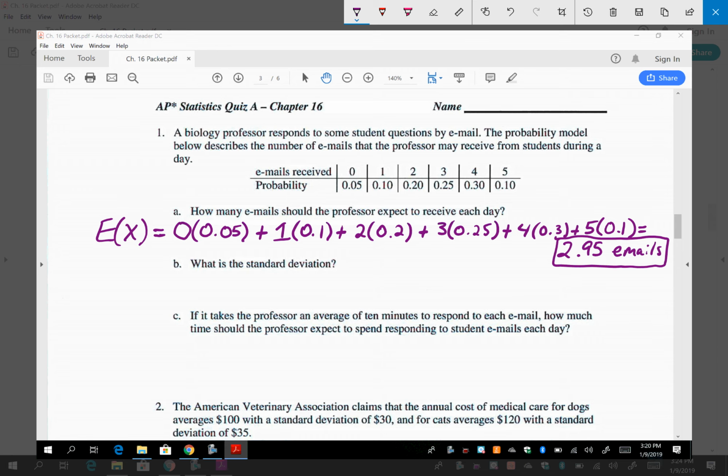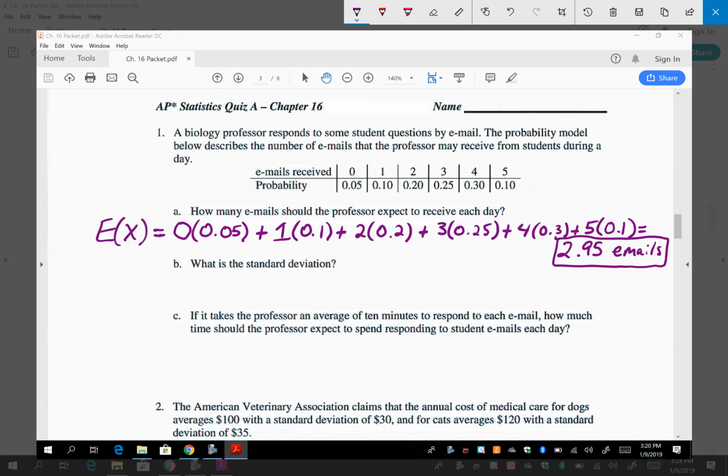All right, but why are we okay with that number? Because it's a statistic. It's not an actual value. We know it can never happen. It's the average. It means if I looked at a whole year of this professor, and each day I said, hey, keep track of how many student emails you get, and I took all those numbers that the professor gave me, added them up, and divided by the number of days the professor worked, I should see a number that's close to 2.95. All right, that is the average. Questions?